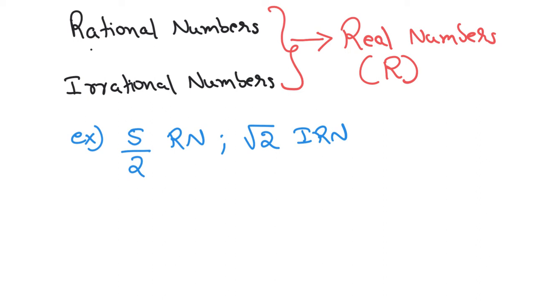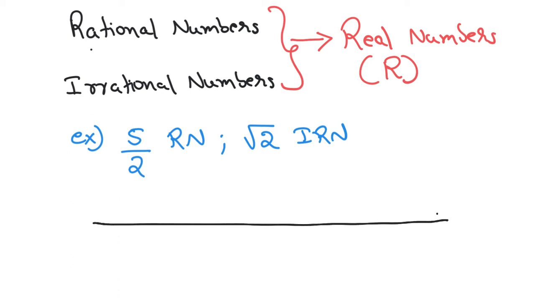Now, another quick question. Is 5/2 a real number? Yes, it is. Is square root 2 a real number? It is. Because rational number or irrational number, they fall under the category of real numbers. Now think. Pause and think for a moment.